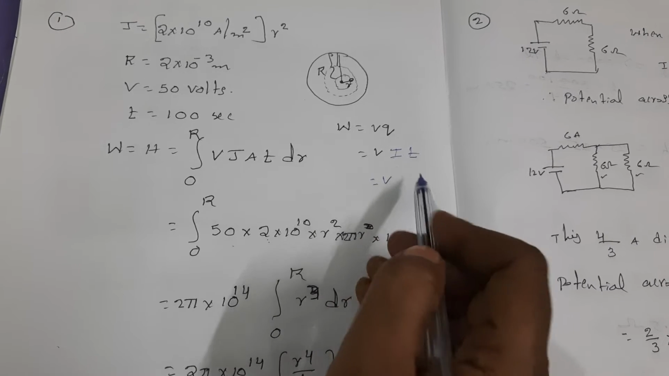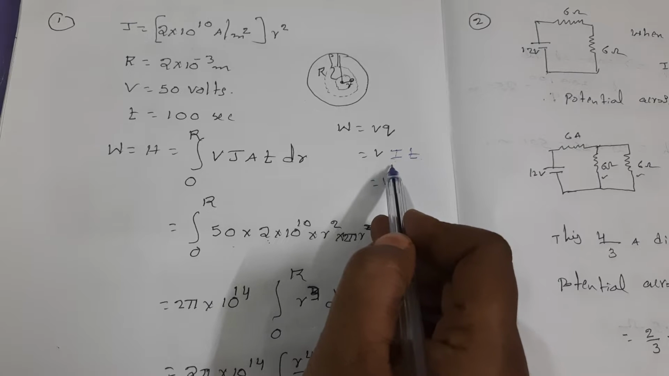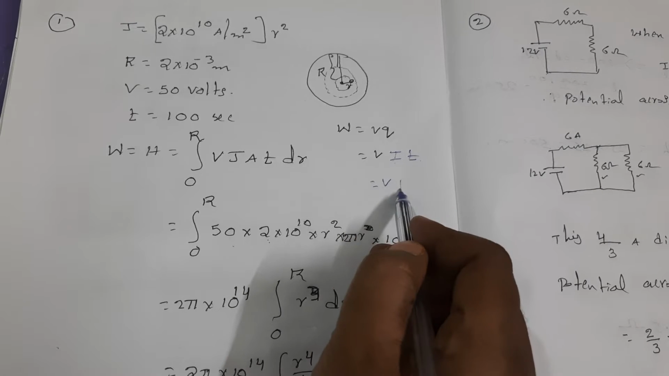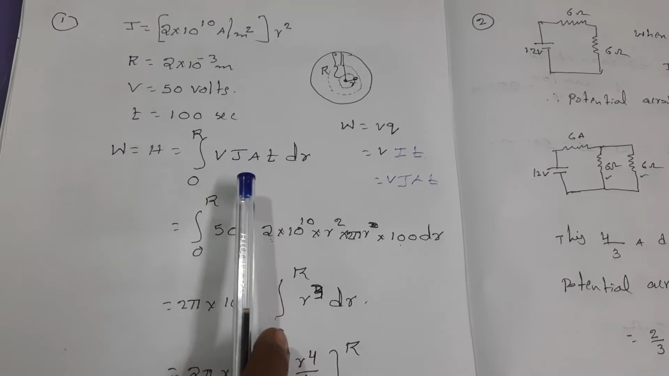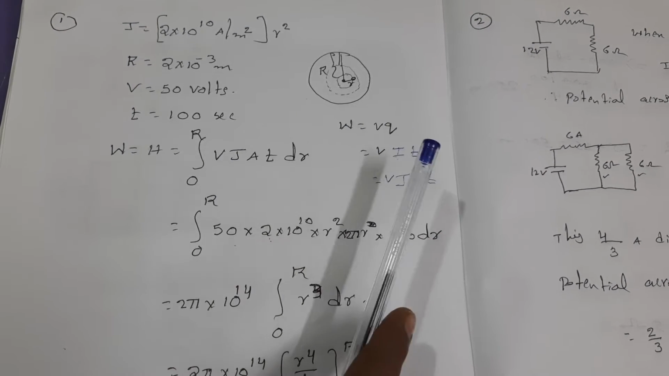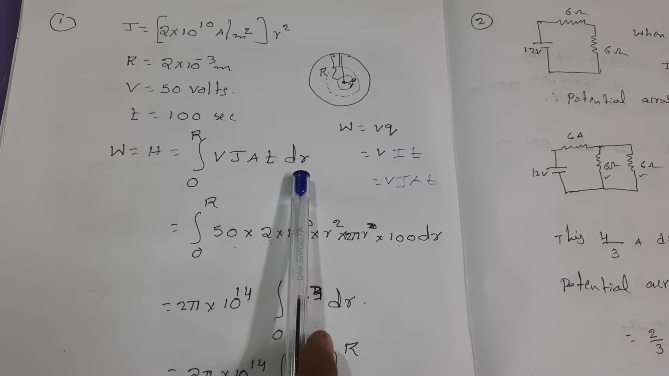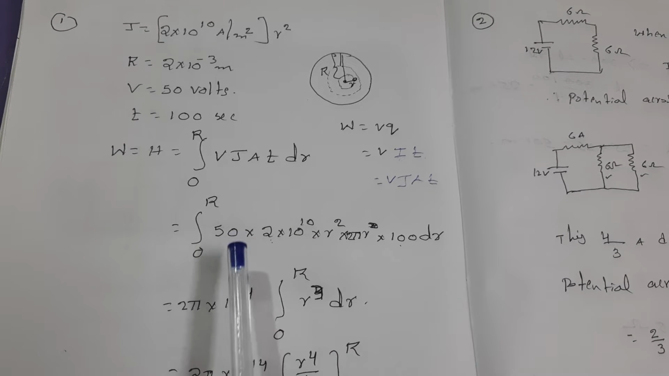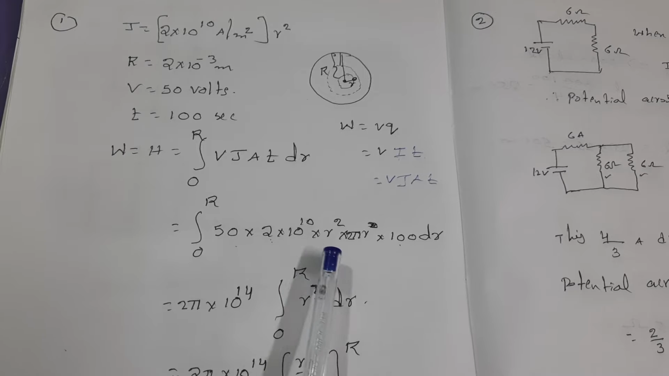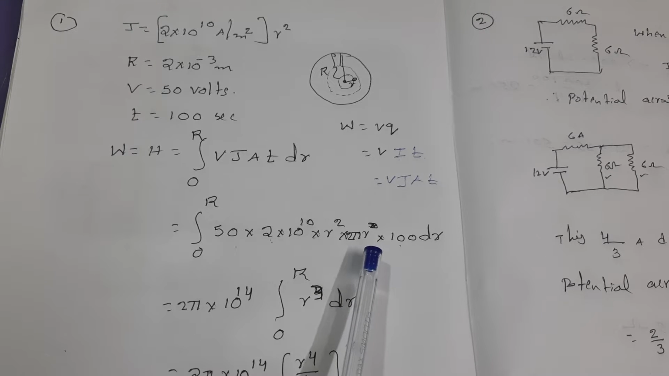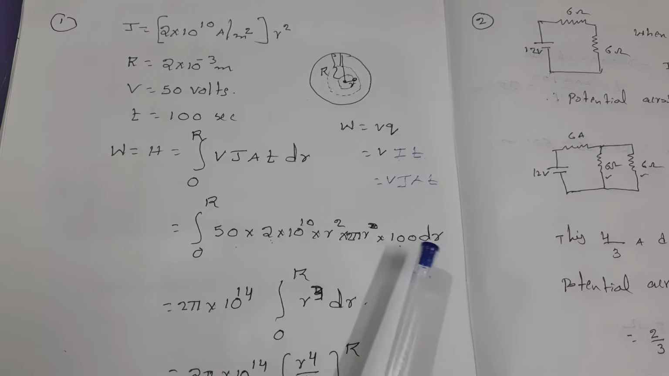Then, current density equals current per unit area, so current equals current density into area into T. So V is V only, and instead of Q we are getting J A T into dr, since it is changing with respect to distance. Then we have to substitute potential, and this is the small r square. Then the circumference of this is 2 pi r, and the time is 100, into dr.